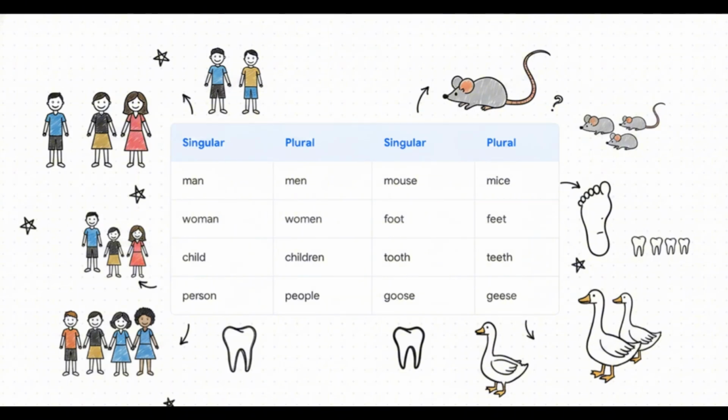For example, man becomes men, woman becomes women, child becomes children, person becomes people, and listen to mouse. It changes entirely to mice. Foot goes to feet, tooth to teeth, and goose to geese.